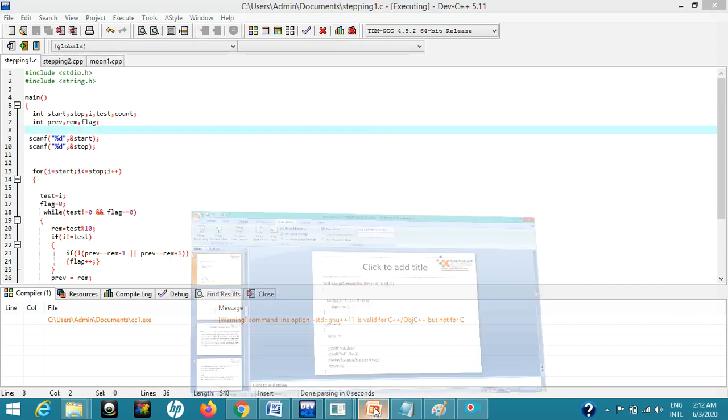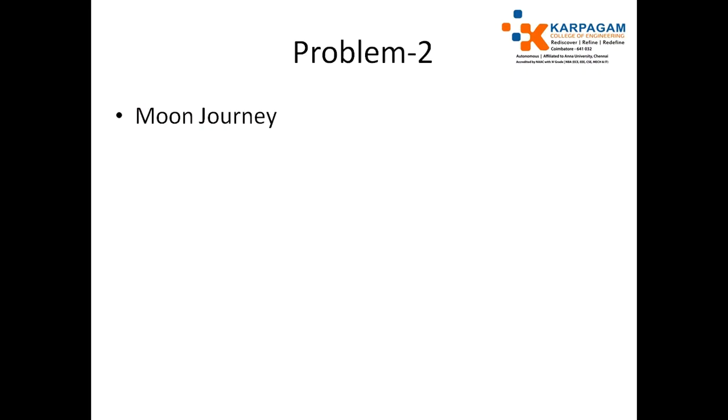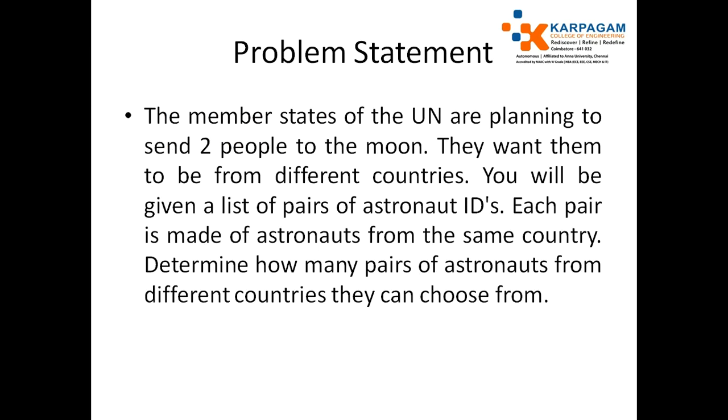Now we will go into the next problem. You call it Moon Journey, right? The problem statement goes this way: the member states of the UN are planning to send 2 people to the moon. They want them to be from different countries. You will be given a list of pairs of astronaut IDs. Each pair is made of astronauts from the same country. So determine how many pairs of astronauts from different countries they can choose from.